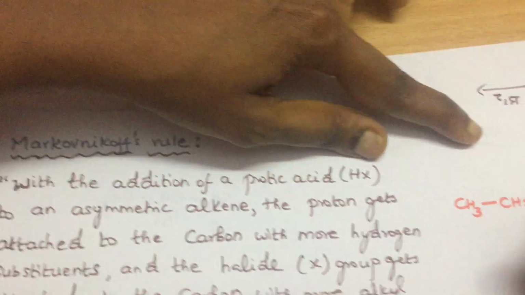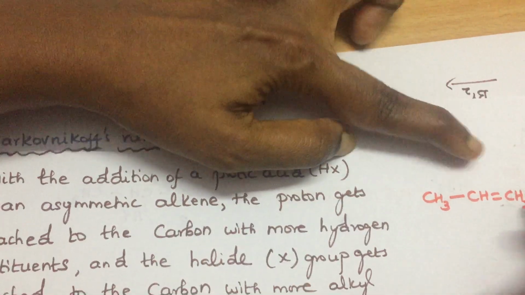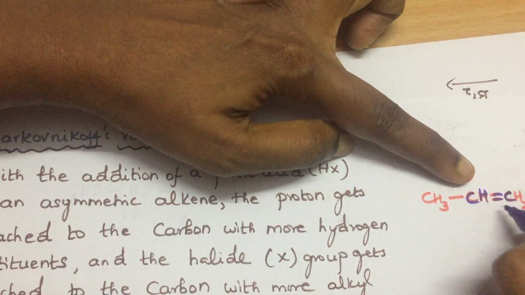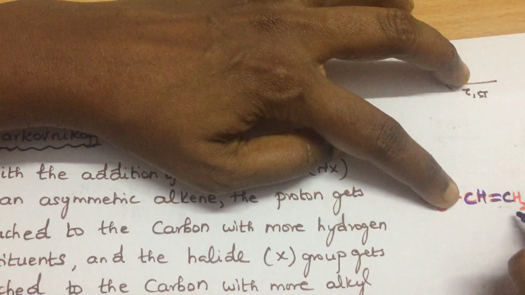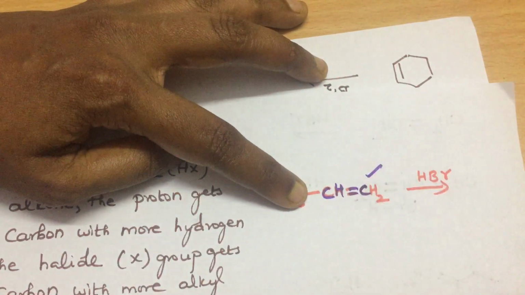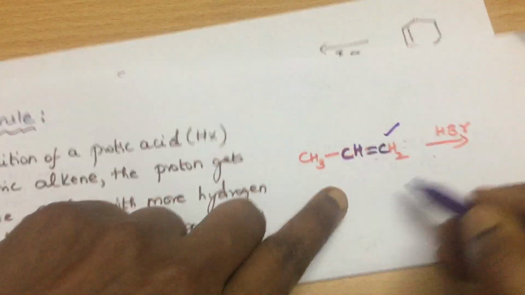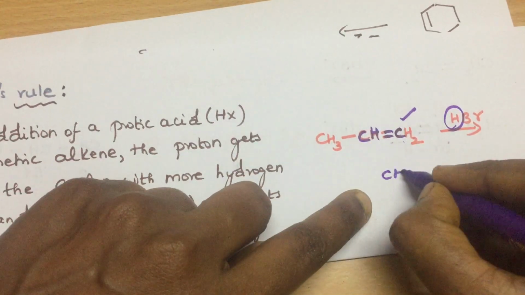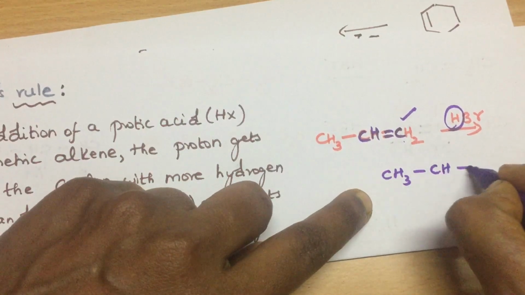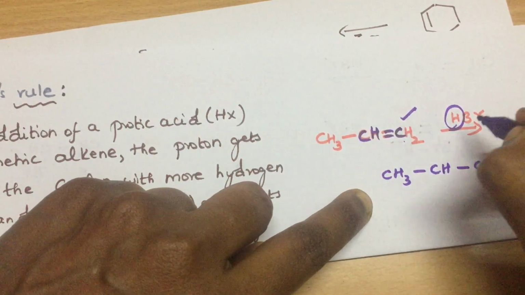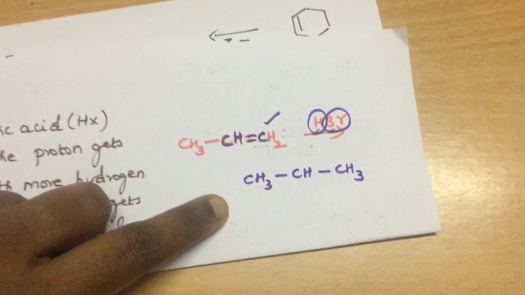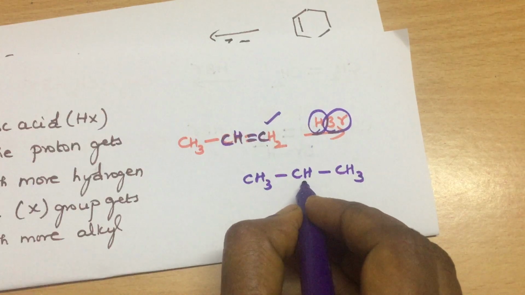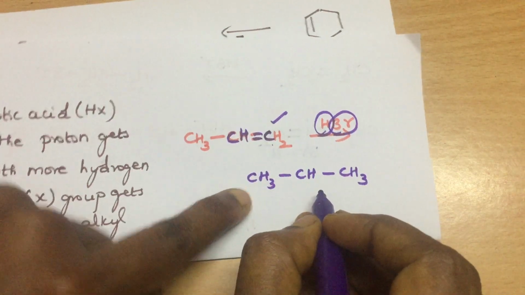So which is the carbon? This is the carbon having more hydrogen substituents. You see, this is the double bond. You have to look at only these two carbons. This is the carbon having more hydrogen atoms. So according to this rule, your proton should add to this carbon, and your halide will attach to the carbon which is having more alkyl substituents. This carbon is having more alkyl substituents.